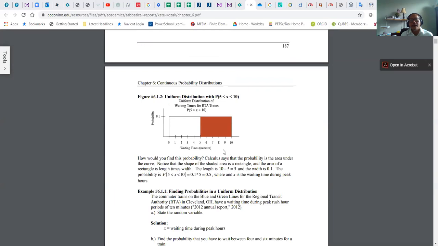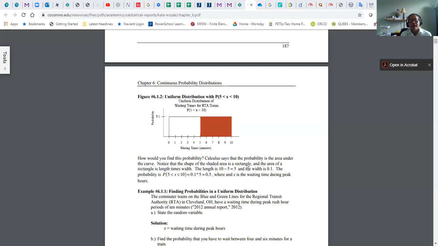Because the height is 0.1 and the length is 5, right? 1, 2, 3, 4, 5. So 0.1 times 5, the answer is 0.5. So this is one example of the uniform distribution.